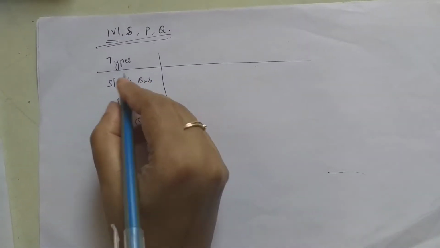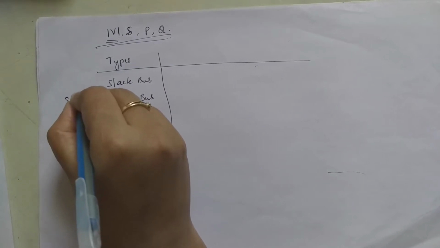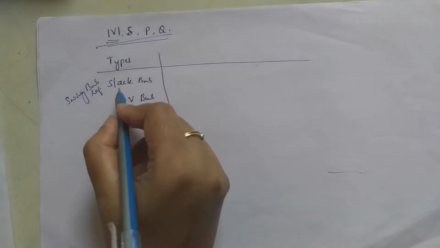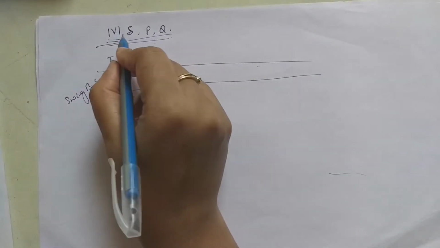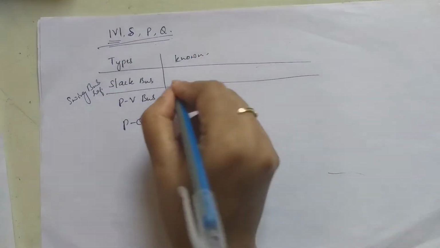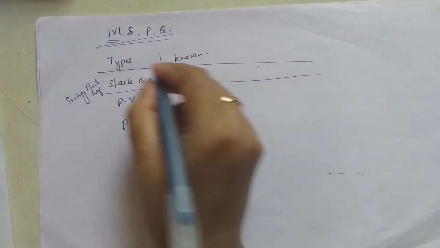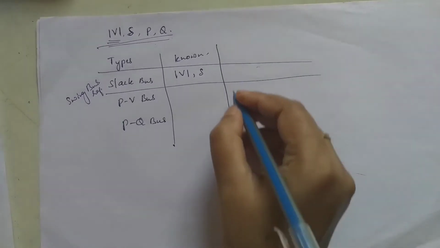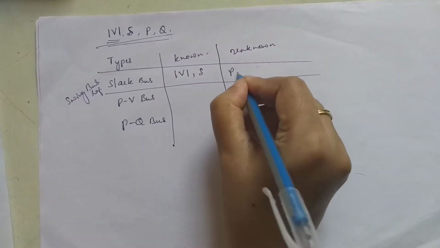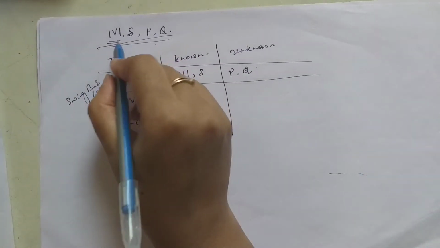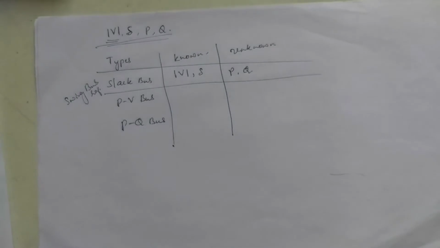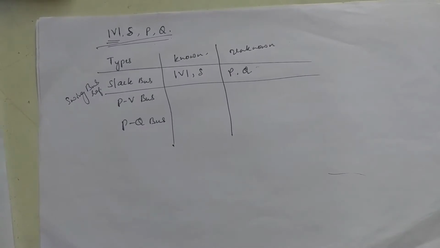Slack bus, which is also called swing bus or reference bus. In the slack bus, V and delta will be known. If V and delta are known, unknown quantities should be P and Q. I mean, at each bus 2 parameters will be known, other 2 parameters will be unknown. We have to find it.